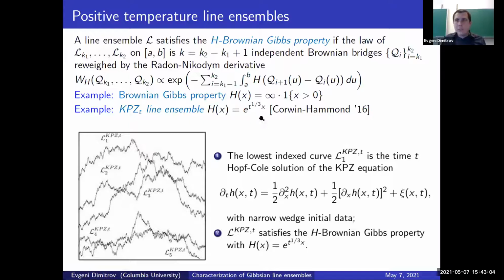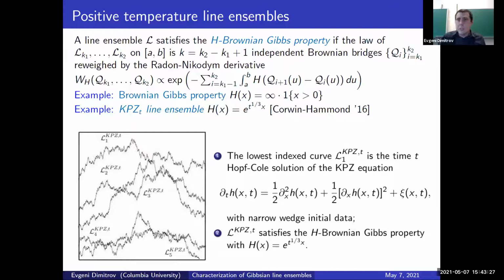Now, a remarkable result that was established by Corwin and Hammond was that there exists an infinite line ensemble that satisfies this H Brownian Gibbs property with this interaction Hamiltonian H. And this is what's called the KPZ line ensemble. And it's one of the universal scaling limits in the KPZ universality class. So I won't give you a definition, but I'll tell you a little bit about its features.